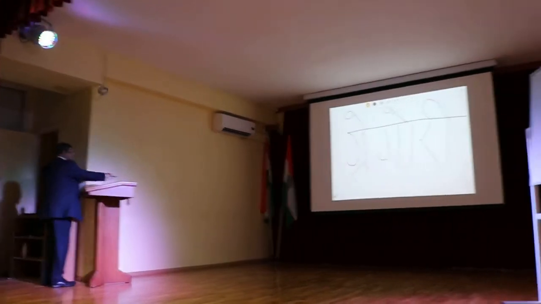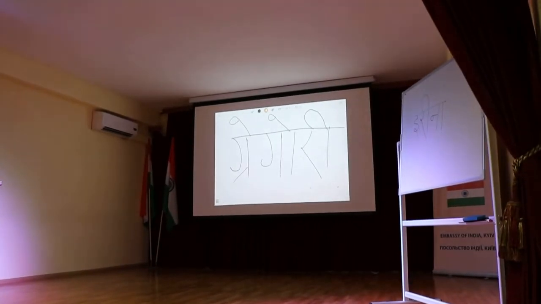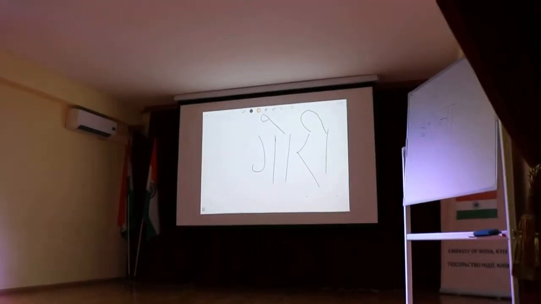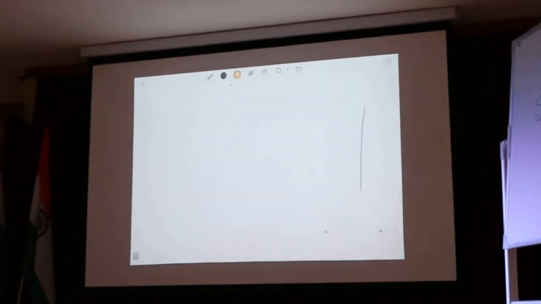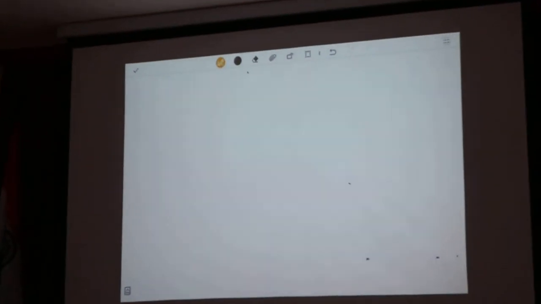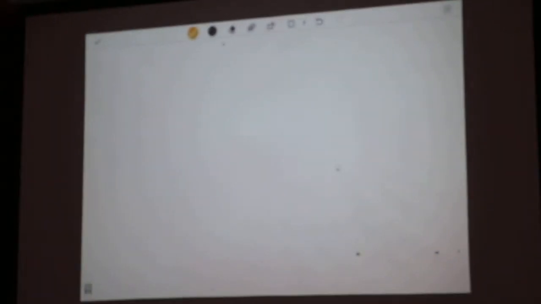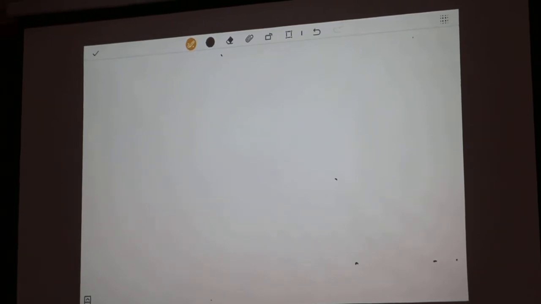I am now coming back to learning some useful common things in Sanskrit. Just the way in Ukrainian we say здравствуйте, the Sanskrit word is namaste. How do we write namaste?